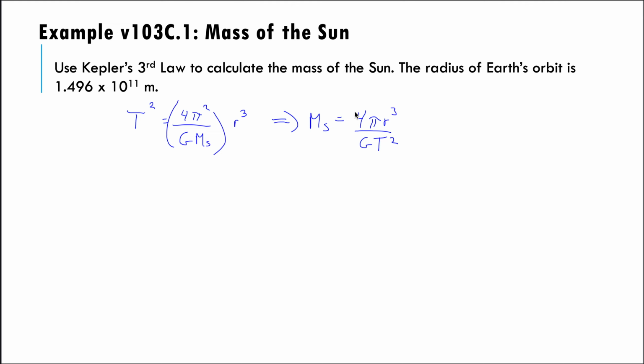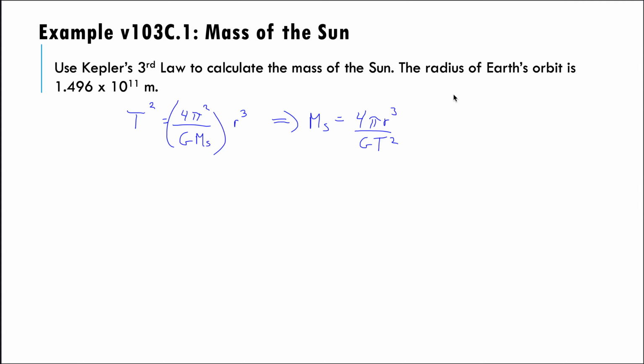And then we plug in all the values that we have. We have the radius that is given to us. We have the gravitational constant. We do need the period, the time, right? We know that the time is 365 days. So we do need to do that calculation on the side and figure out, well, how many seconds is that?